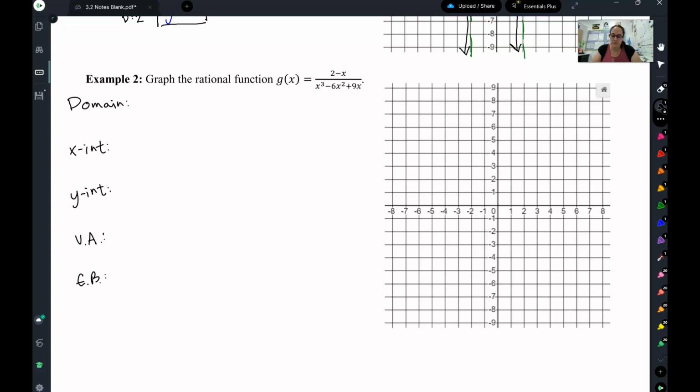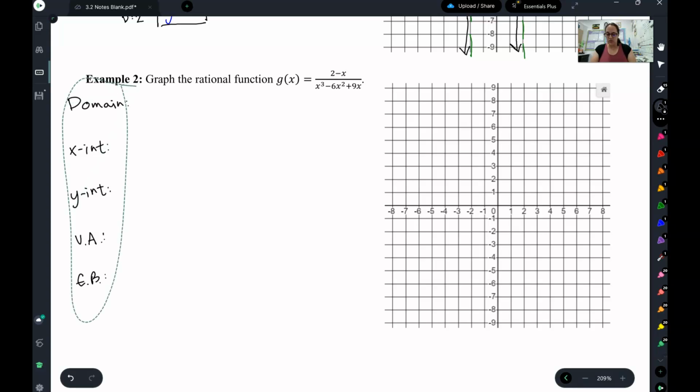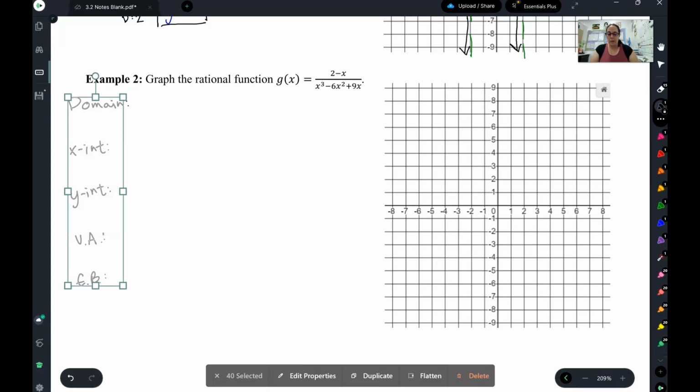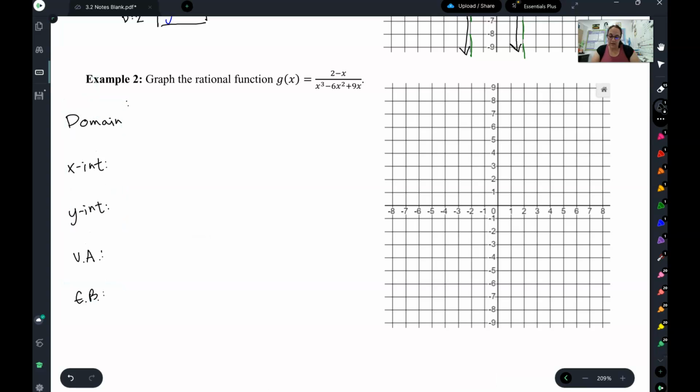Let's look at example 2. We still need to find our big 5. However, I am going to give you a little bit of a head start. Remember that our domain is going to come from our denominator. So you do need to begin by factoring this denominator to find your domain.